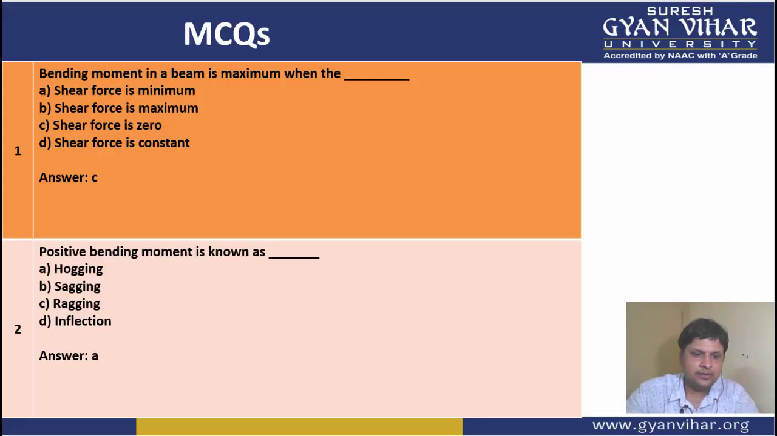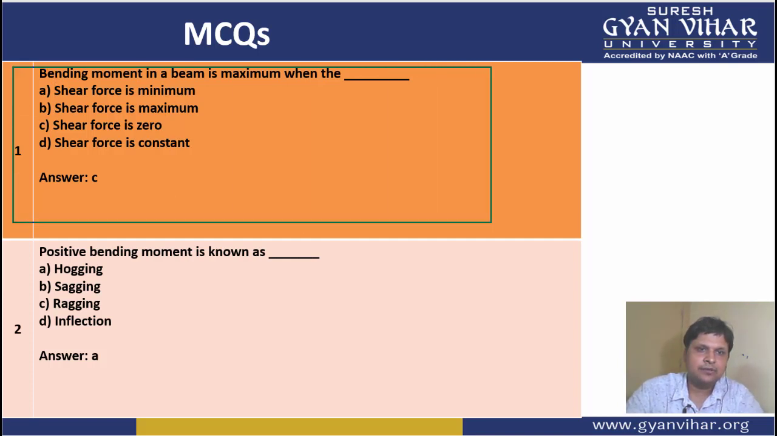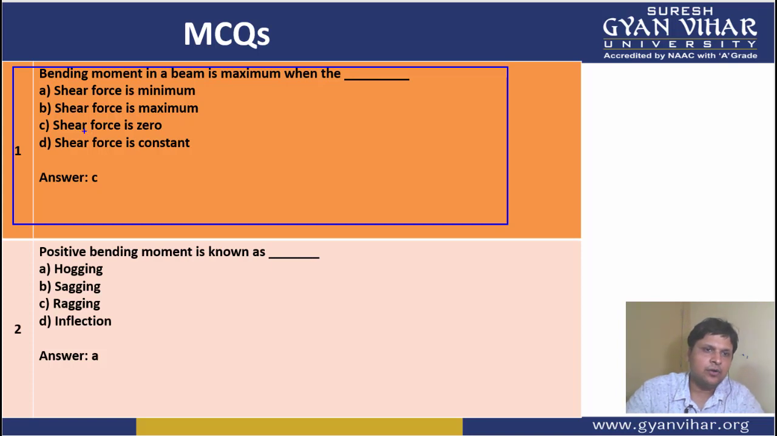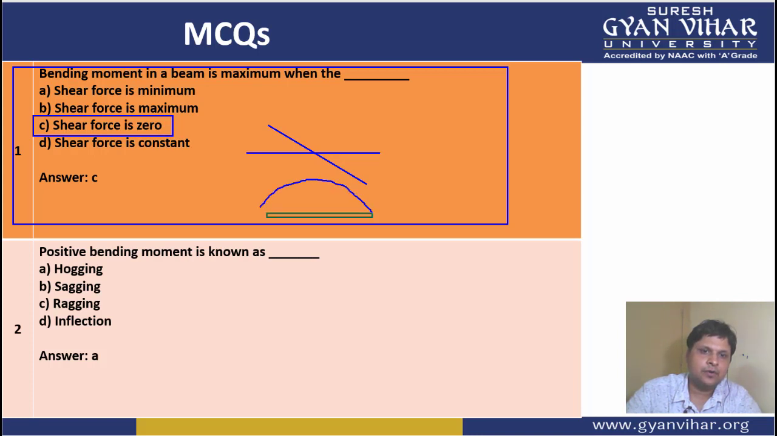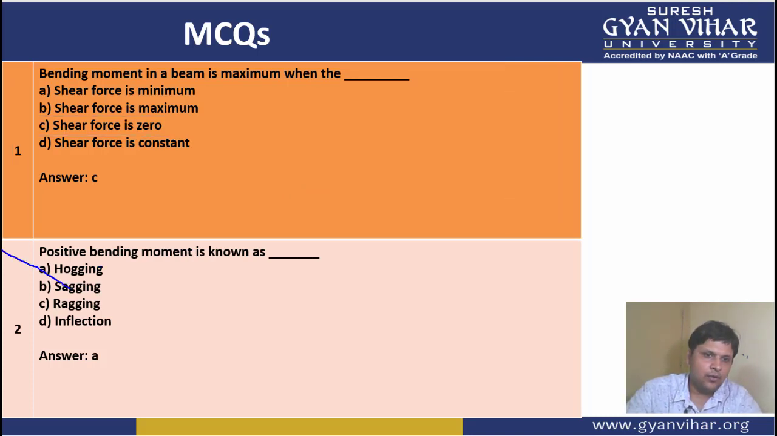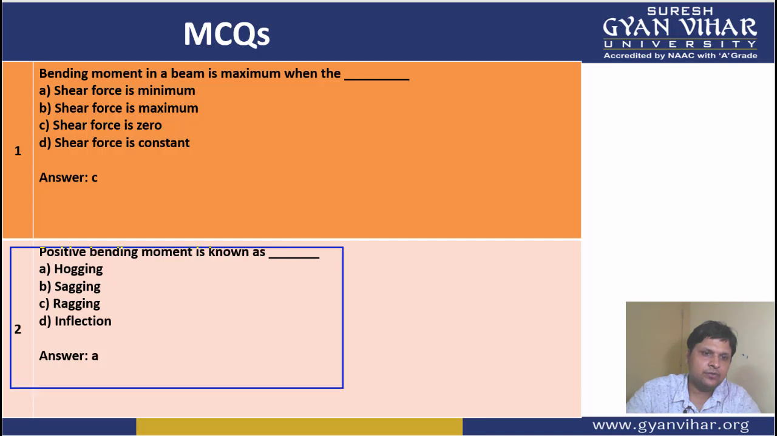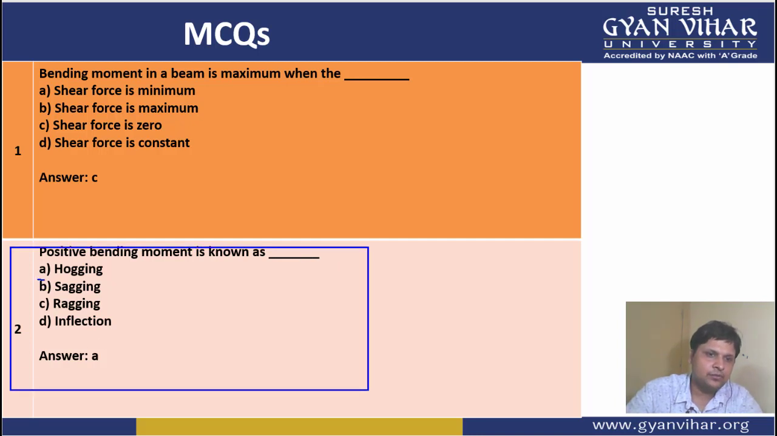The first multiple choice question says that the bending moment in a beam is maximum when, so we all know that bending moment is maximum when shear force is 0. As we have seen in the example also, whenever shear force is changing sign from positive to negative, at that point we are getting a maximum bending moment. Then the second question says that positive bending moment is known as, so we all know that positive bending moment is known as hogging, and negative bending moment is known as sagging.